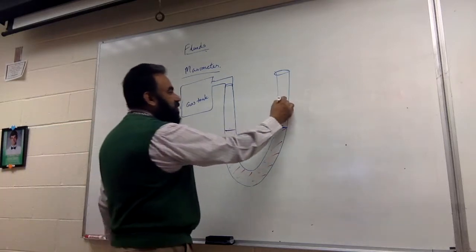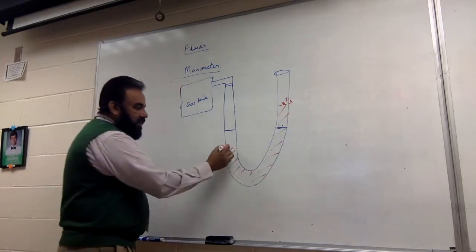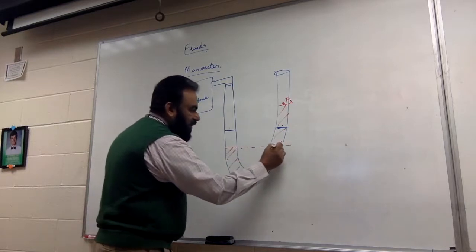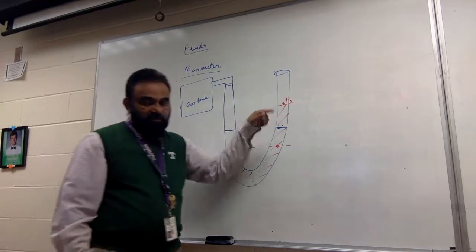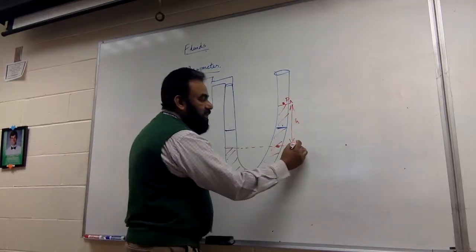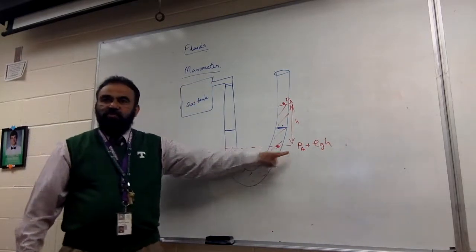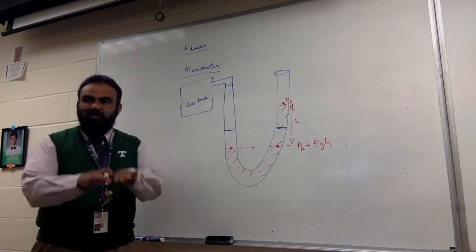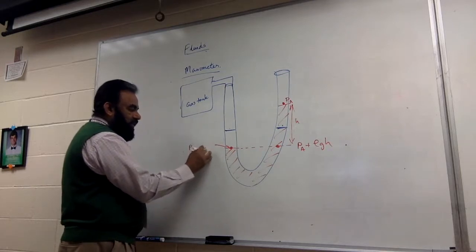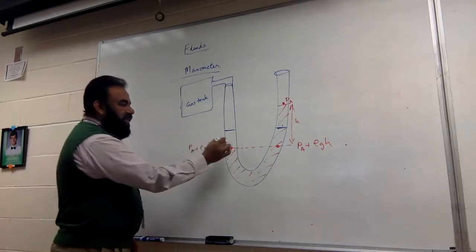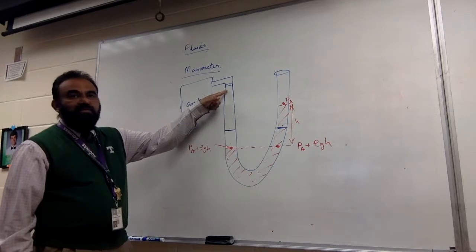Let me ask you, what's the pressure here on the top? Atmospheric pressure. Now, what's the pressure here at this point? This is atmospheric pressure. The pressure down here is PA plus rho GH. What's the pressure here, at the same level? Same. So the pressure here is also PA plus rho GH.